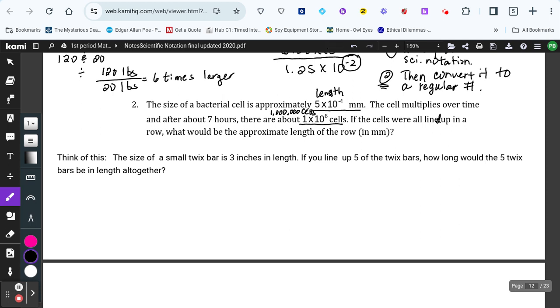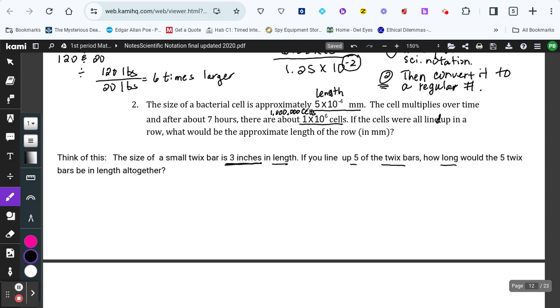So I want you to think about this. The size of a small Twix bar is 3 inches. The little Twix bars that I might give you in my candy bag when you're on my leaderboard or something. We'll say it's about 3 inches in length. If you line up 5 of those Twix bars, how long would the 5 Twix bars be in length altogether?